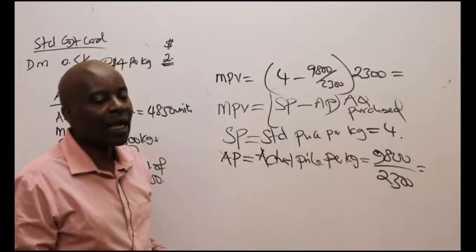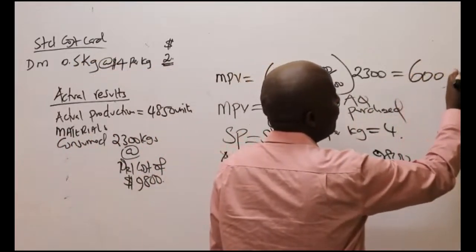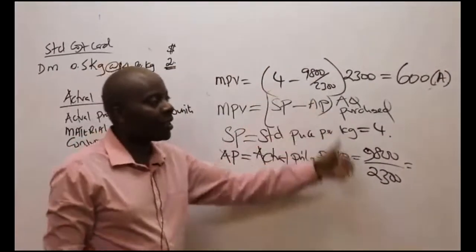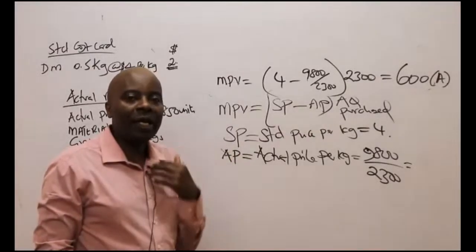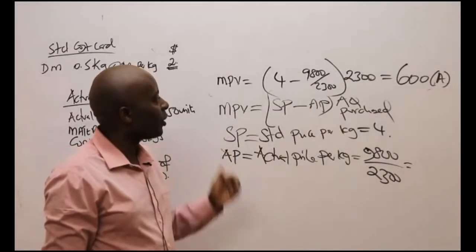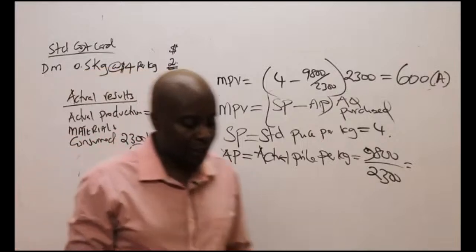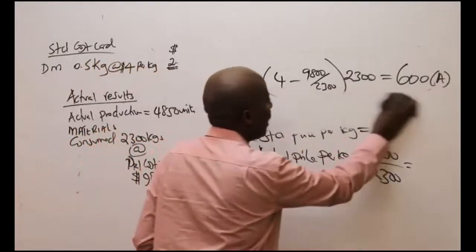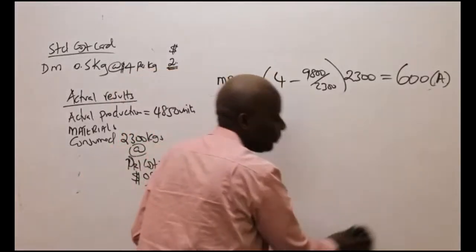600. 600 adverse. It is adverse because the variance itself is negative, meaning bad performance on our side. So the material price variance is 600 adverse.